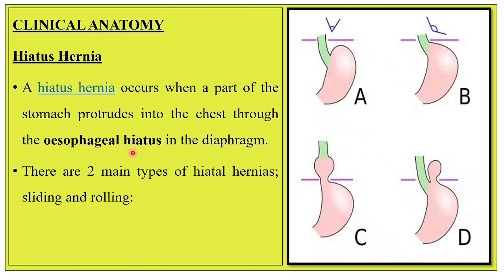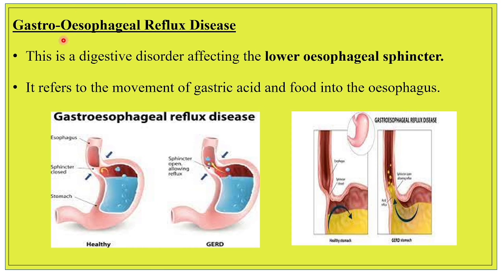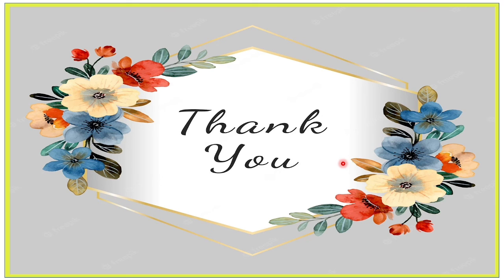The second condition is known as gastroesophageal reflux disease. This is a digestive disorder affecting the lower esophageal sphincter. It refers to the movement of gastric acid and food into the esophagus. So the gastric acid as well as the food present in the stomach regurgitates back into the esophagus. That is known as gastroesophageal reflux disease. So this is all about the anatomy of the stomach.